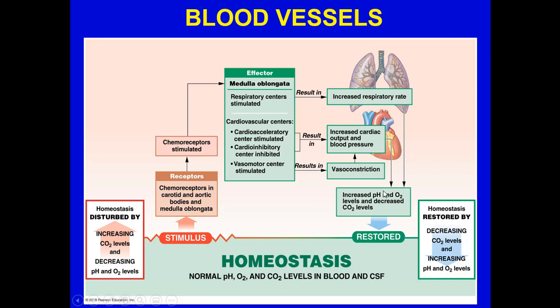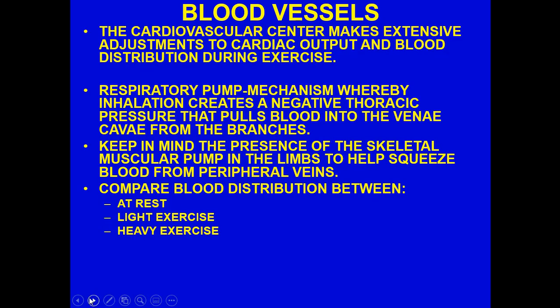And again, all of these will lead to more blood delivery for gas exchange to get rid of carbon dioxide and to bring in more oxygen. And these factors will reverse the pH of the blood and move it back up to the normal range. The cardiovascular center makes extensive adjustments to cardiac output and blood distribution during exercise. We have the respiratory pump. Now remember you talked about the muscle pump. Let's talk about another way to get an enhancement in the venous delivery of blood, okay?